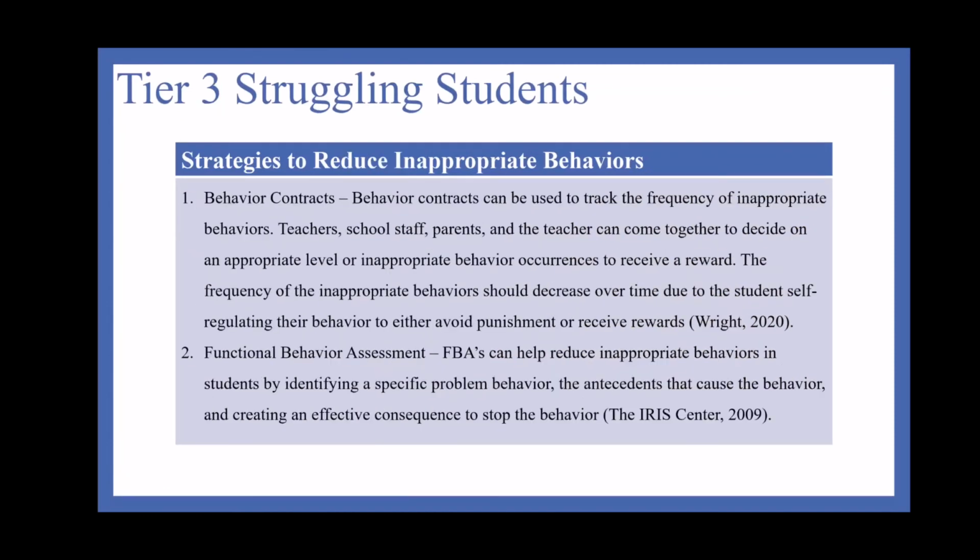The strategies I have found to be effective to reduce inappropriate behaviors in Tier 3 struggling students include behavior contracts to decrease the frequency of the inappropriate behaviors due to the student self-regulating their behavior to either avoid punishment or receive rewards, and using functional behavior assessments or FBAs to identify specific problem behavior, the antecedents that cause the behavior, and creating an effective consequence to stop the behavior.